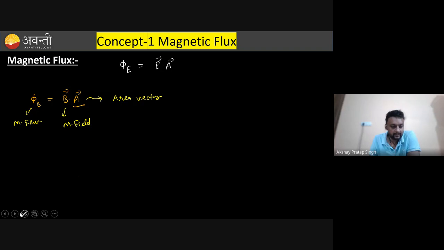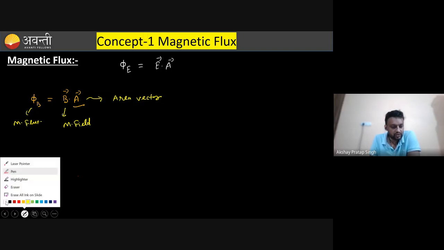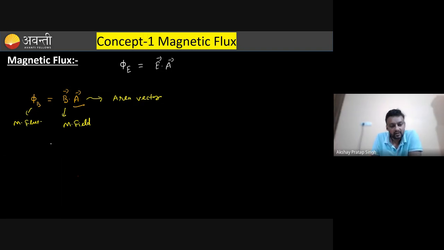Now, one more thing. What is the unit of this magnetic flux? And is it scalar or vector? As you can see, this is a dot product. So this is a scalar quantity. The unit is Tesla meter square, or you can say Weber, denoted by Wb. This is the unit, and you can remember this unit Weber.